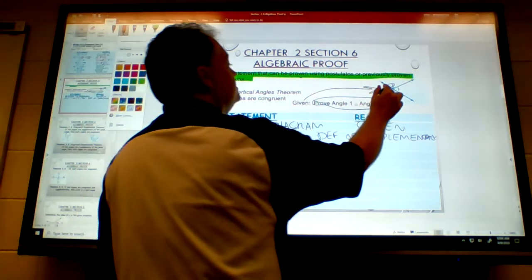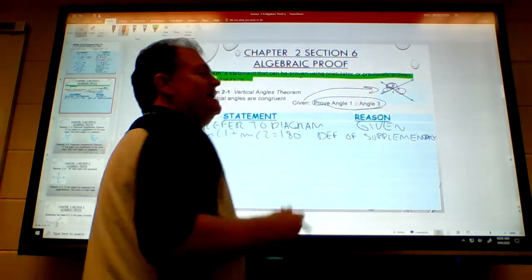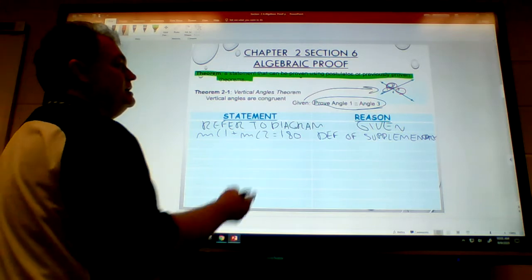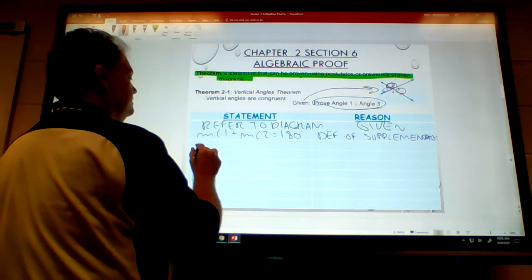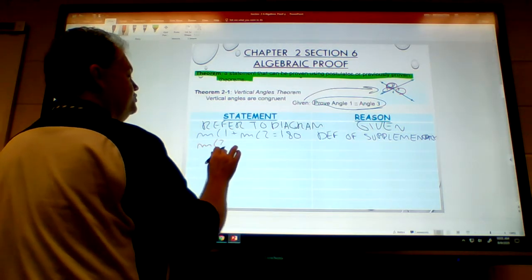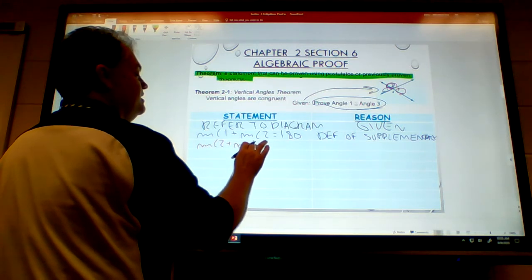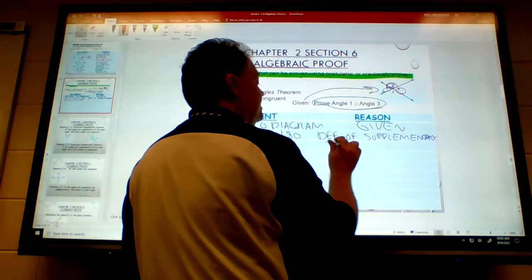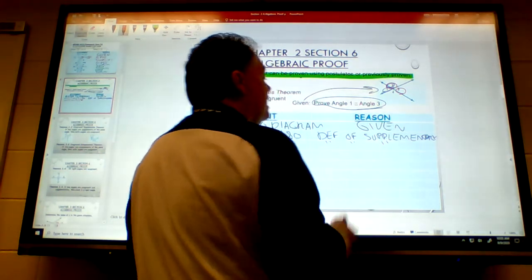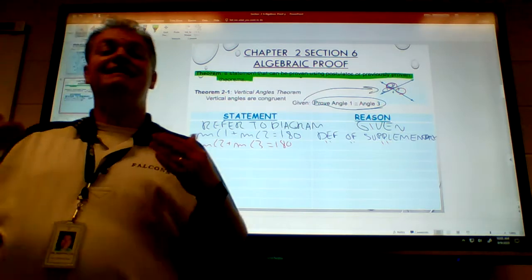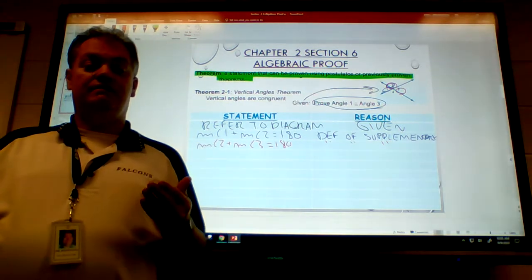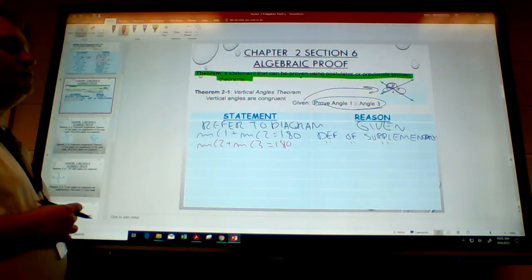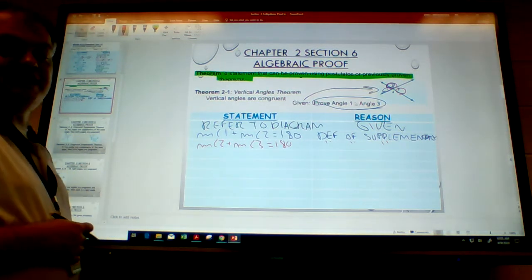Now, the same thing goes with angles 2 and 3. Notice I'm using the same angle twice. There's a reason why, and I'll show you in just a moment. Okay, so we know that the measure of angle 2 plus the measure of angle 3 equals 180, and that is also by the definition of supplementary. I do this to show that it's the exact same reason, so I just put quotations there to show that it's the same thing again.